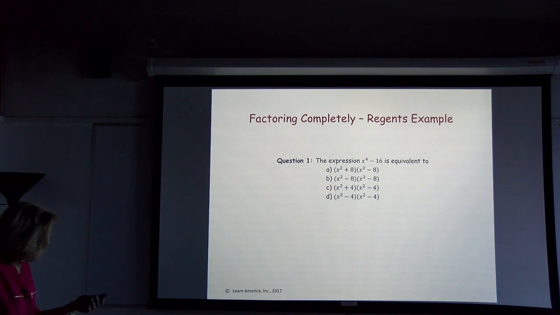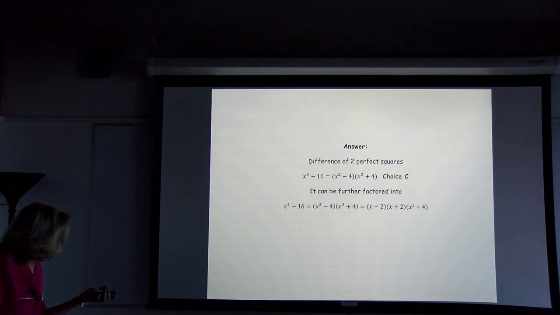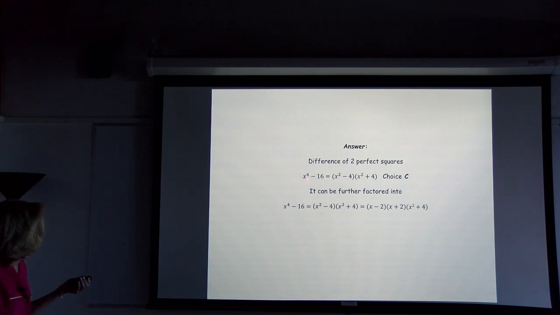If you run into a problem, what you can always do is FOIL these binomials. All right? So this is the difference of two perfect squares. What I've done is I've written x to the 4th as x squared times x squared, square root of 16, making it positive 4 and negative 4. And you can further factor that because this, again, is the difference of two perfect squares.